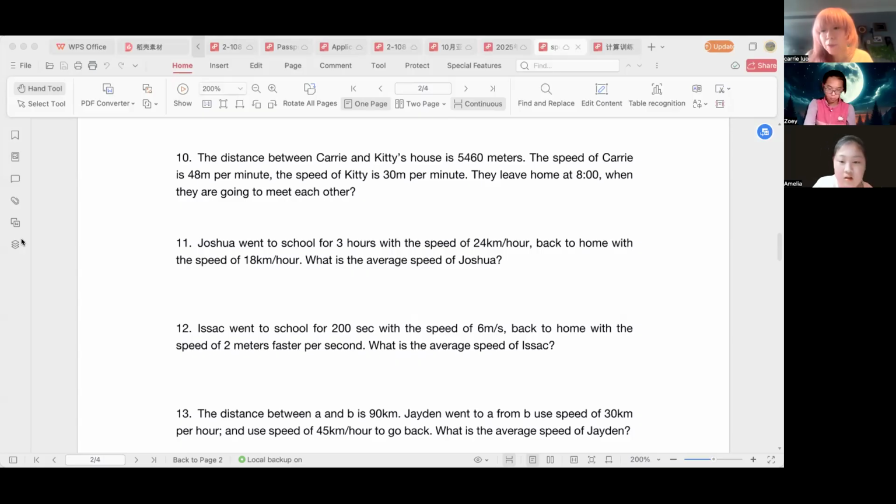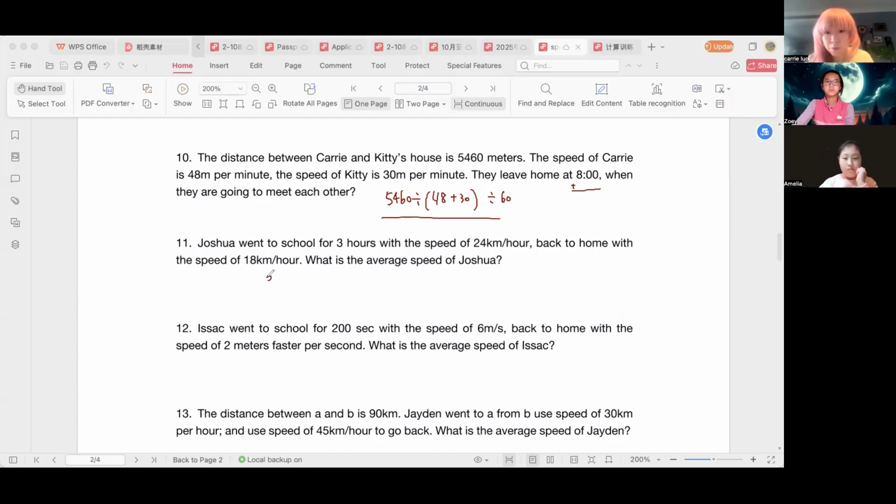So when you finish number 10, Amelia, it's pretty easy, right? Because the distance between these two cities is 5460. So just 5460 divided by 48 plus 30. Then you get the time, right? And you divide it by 60, then you see how many hours there are, and just add on top of this 8 o'clock. Okay, so let's take a look at number 11.